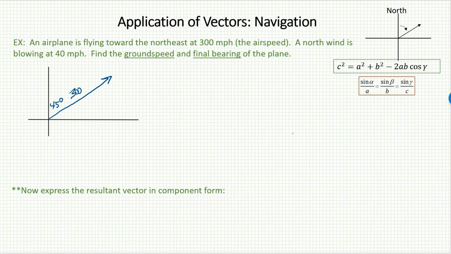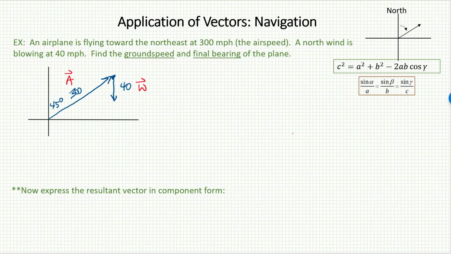Now I want to mark the wind on here as a vector as well, and I'll draw it where the first vector left off. So right here, I'm going to start it. It's heading toward the south, and it has a length of 40 for the 40 mile per hour wind. Let's call the airplane vector, vector A, and the wind vector, vector W.